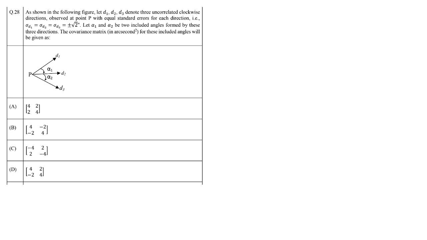So the question was: as shown in the figure, let D1, D2, D3 denote three uncorrelated clockwise directions. This is one important thing, uncorrelated. That means correlation is equal to 0. Observed at point P with equal standard error for each direction, that is plus minus root 2 arc second. Let alpha 1 and alpha 2 be the two included angles found by these three directions. The covariance matrix for these included angles will be given as.